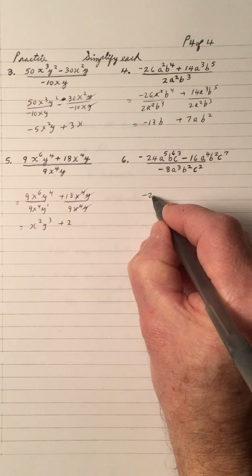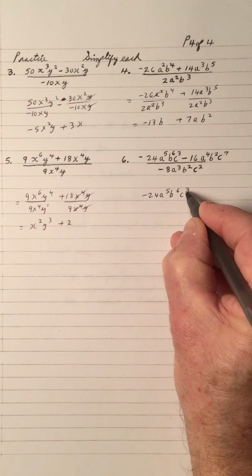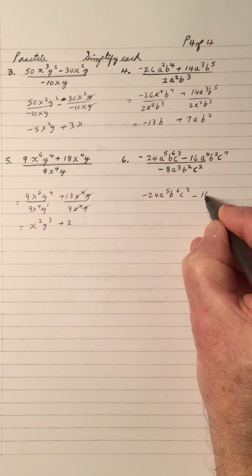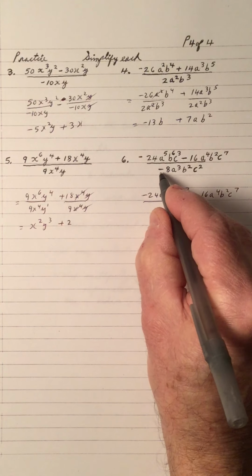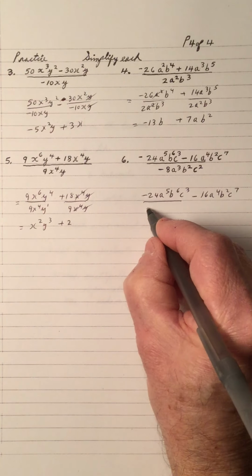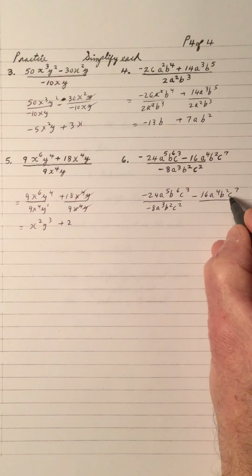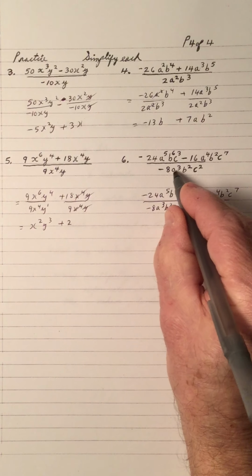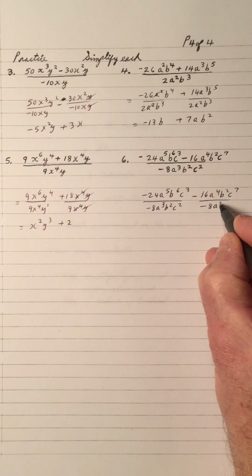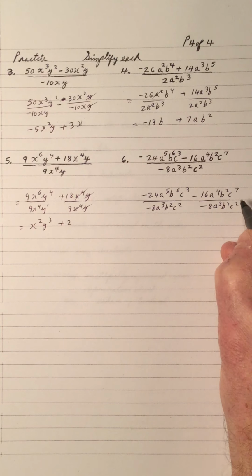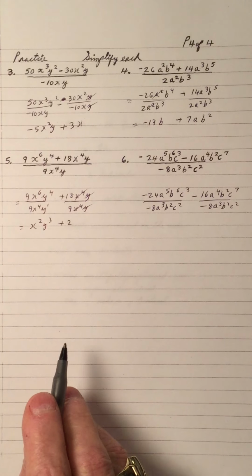And number 6, negative 24a to the 5 b to the 6 c cubed, subtract 16a to the 4 b squared c. And I'm putting the negative 8a cubed b squared c squared below both, because this monomial has to divide into both of them. Remember, it's because of that subtraction sign, it's because of that plus sign. This has to divide into both of these.